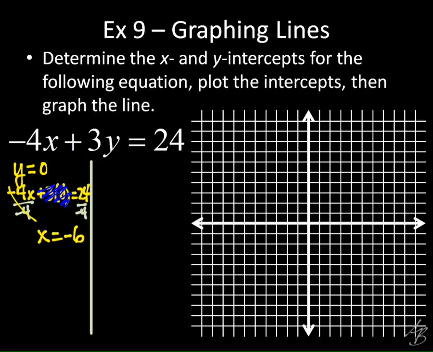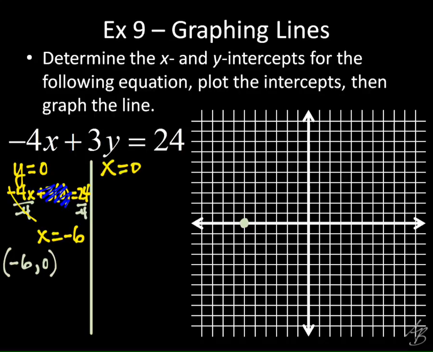So this is going to be the point, what? What's the x-coordinate going to be? Negative 6. The y-coordinate is 0. And so if we plot that point, negative 6, 0, on my graph it's not all the way to the edge, but on yours it will be. All right, and then we're going to repeat it, but this time with x equals 0.